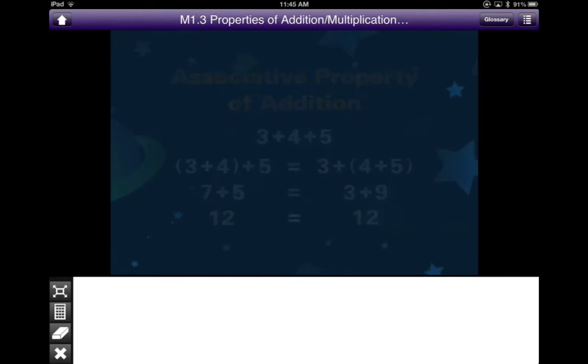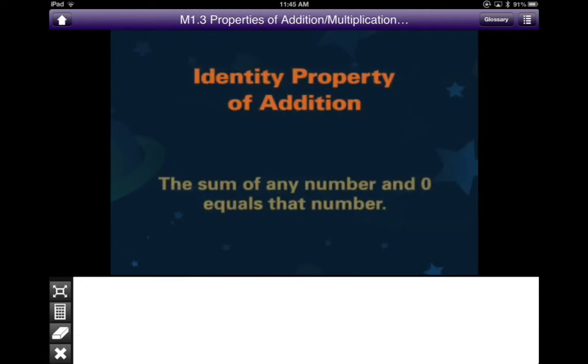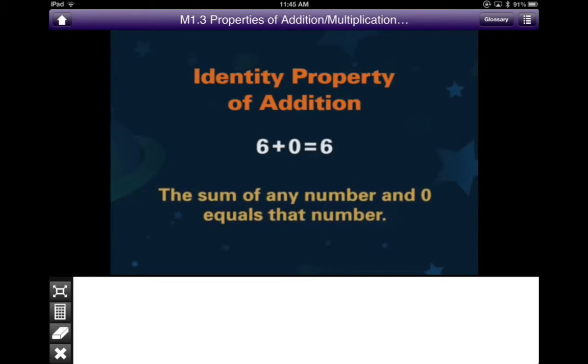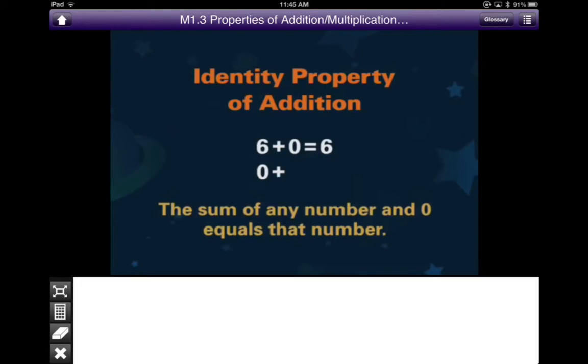Let's move on to another property. The identity property for addition states that the sum of a number, when added to 0, is that number. For example, 6 plus 0 equals 6, and 0 plus 8 equals 8.